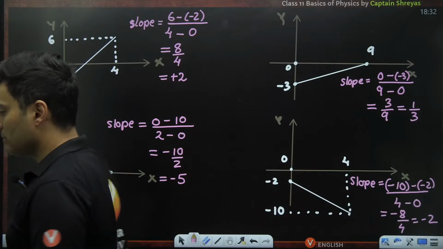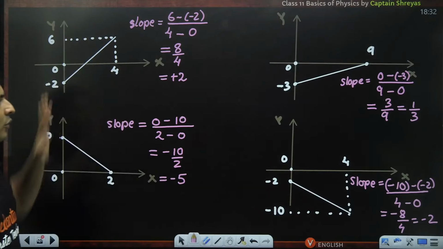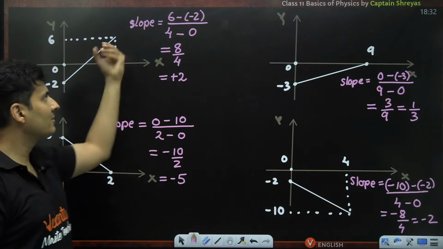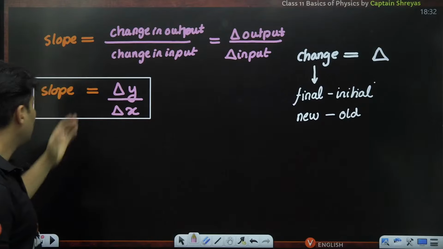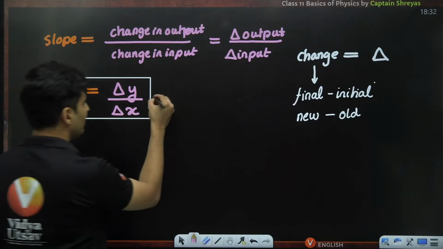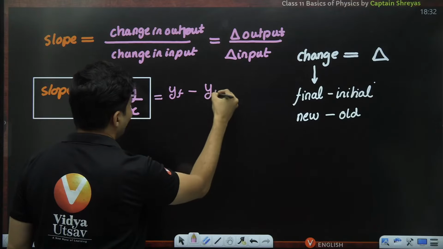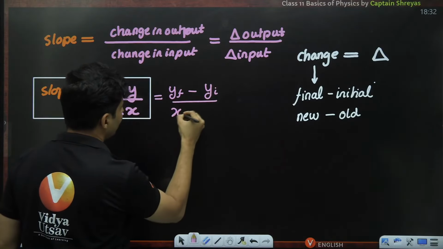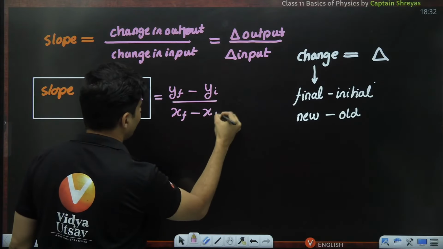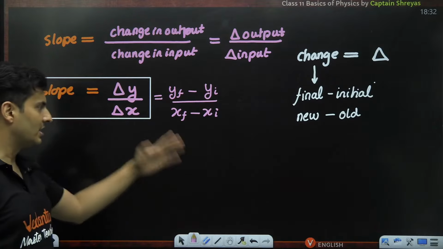Everyone? Awesome. So in order to find out the slope, we always do the change in y upon change in x, which is also the y final minus the y initial upon the x final minus the x initial.